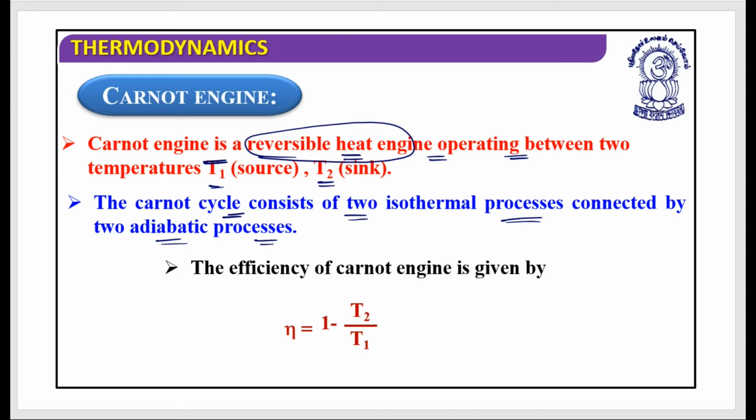When I say reversible heat engine, as we studied in the last class, it is the engine which is not going to have any losses in terms of energy. So this is what we call a reversible heat engine. The efficiency of the Carnot engine can be given as: efficiency equals 1 minus T2 by T1. This is the efficiency of a heat engine.